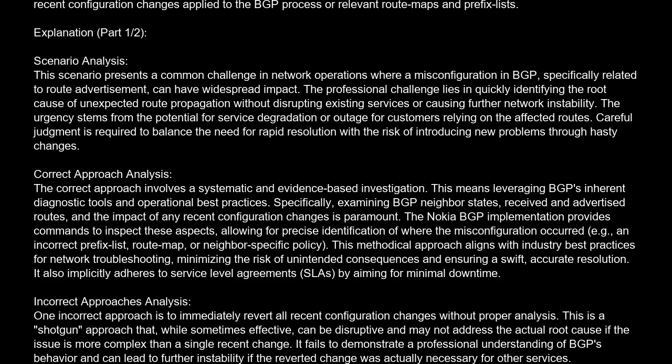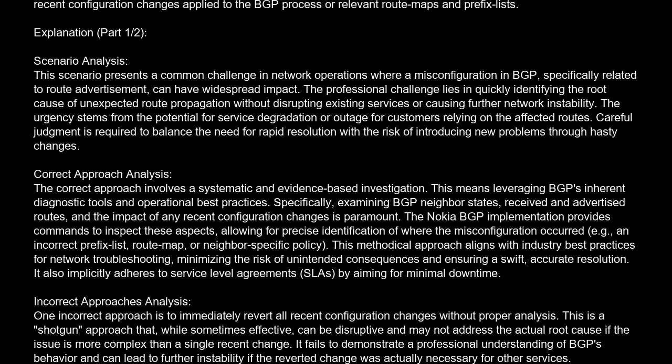Examine the BGP neighbor status and the advertised routes for the specific external peer, correlating this with any recent configuration changes applied to the BGP process or relevant route maps and prefix lists. Explanation. Scenario analysis. This scenario presents a common challenge in network operations where a misconfiguration in BGP, specifically related to route advertisement, can have widespread impact.